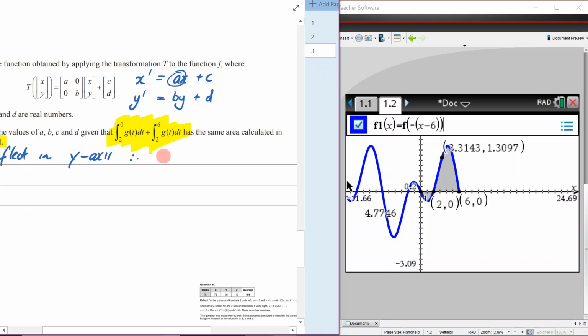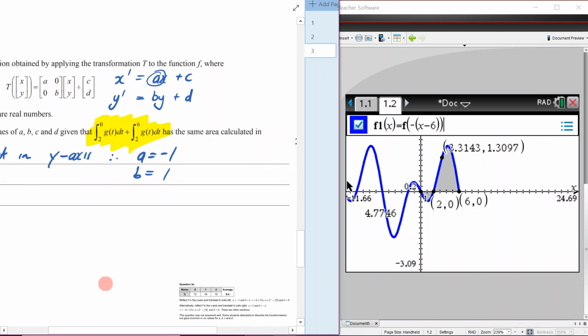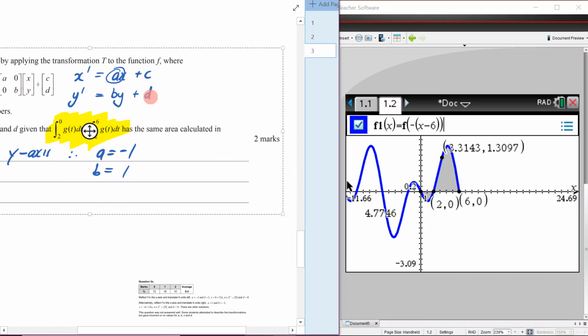So actually I have to write a, don't I? A is going to be equal to -1. I'm not doing any reflections across my x-axis, so that means my b is going to be equal to 1. I'm also not doing any vertical translations, so d is going to be equal to 0. And for my c, I shifted it 2 units to the right. So that means it's going to be +6.